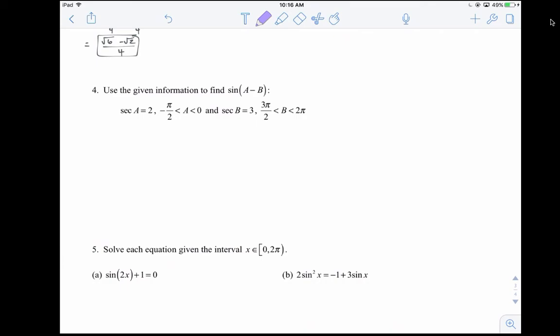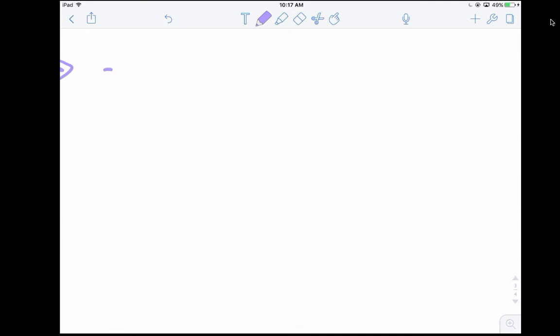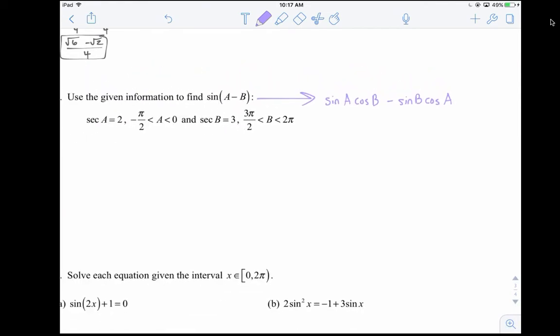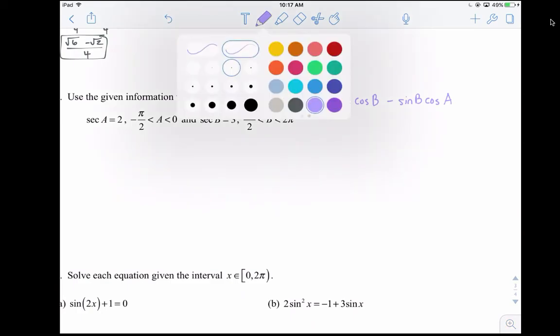Okay, moving on to the next one. Use the given information to find sine of a minus b. So sine of a minus b is going to be sine of a cosine of b minus sine of b cosine of a. Now you're given secant of a and secant of b, so you need to figure out what sine and cosine are from those ratios.